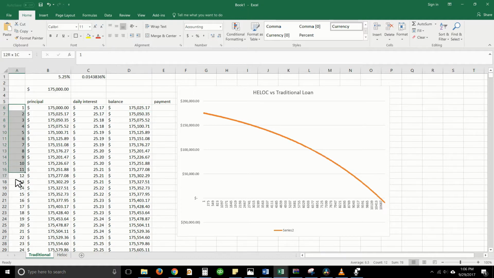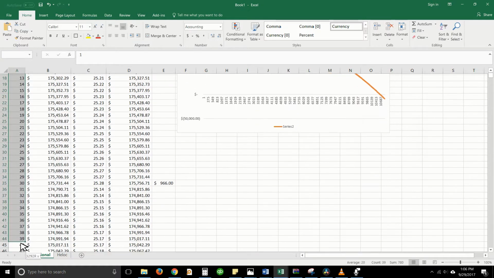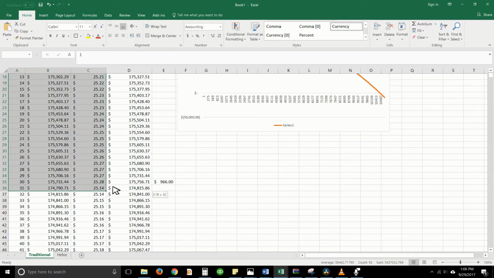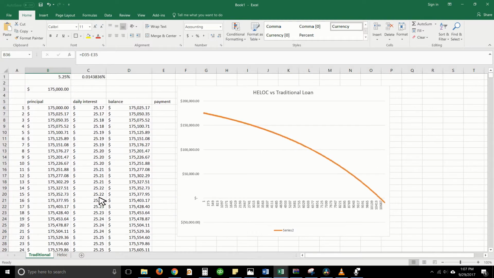This is per day. So this represents 30 days. At the end of the 30 days, you pay $966 towards the mortgage. Then it reduces the actual balance. So that's what this line represents, the balance being paid. And this is how many days it takes. So just remember, this orange line is the traditional loan.